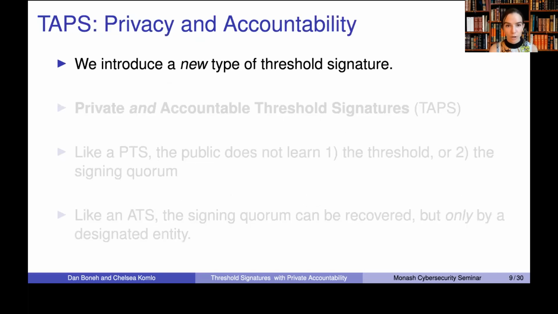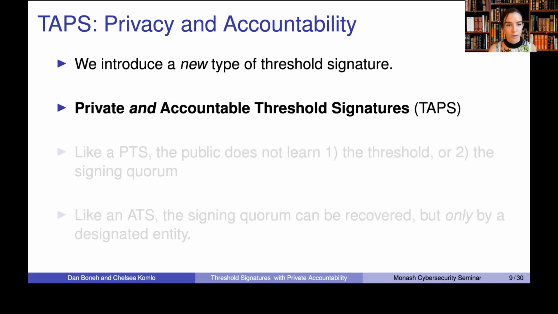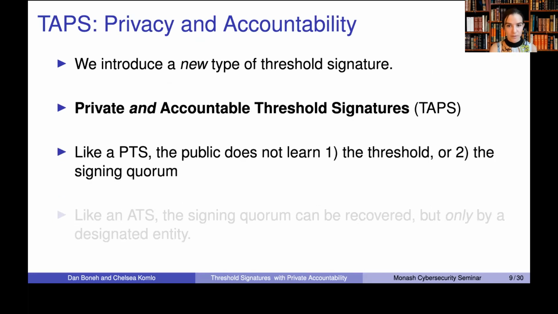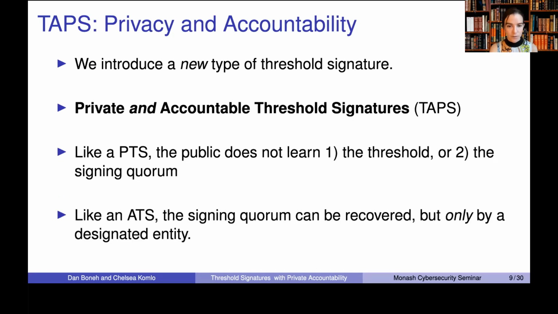Okay, so in this work, as you might have guessed, we introduce a new type of threshold signature scheme. This scheme is both private and accountable, and we call it a TAPS. Like a PTS, the public, so anyone just looking at the signature after it's been published, does not learn the threshold or the signing quorum. But like an ATS, the signing quorum can be recovered, but only by a designated entity. So if you didn't have this designated entity, a TAPS would be a PTS. But if you do have this designated entity, then it can be accountable, but only to this trusted party.